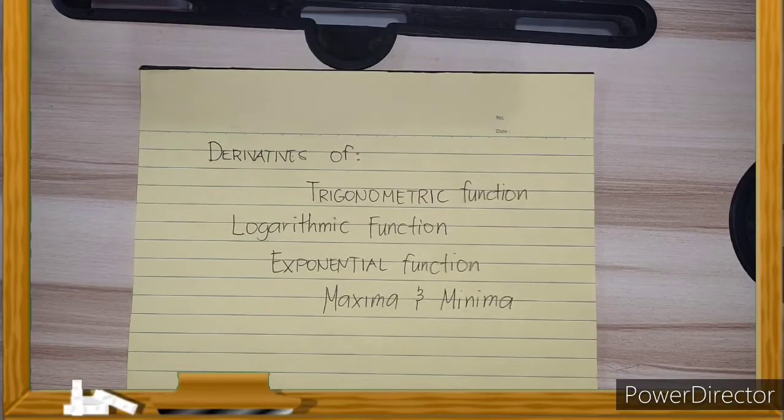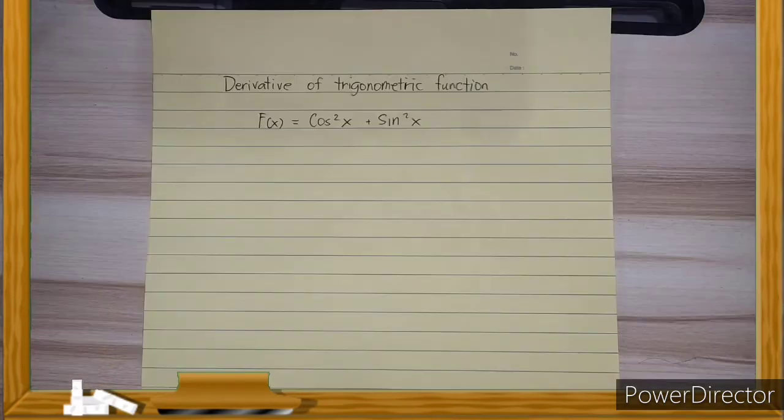Everyone, for today's video, I'll be solving the derivatives of trigonometric function, logarithmic function, exponential function, and maxima and minima. So first, let's have trigonometric function. So we have here f of x is equal to cosine squared x plus sine squared x. So first, we should use the formula for the derivative of a sum of a function and the derivatives of a power function.